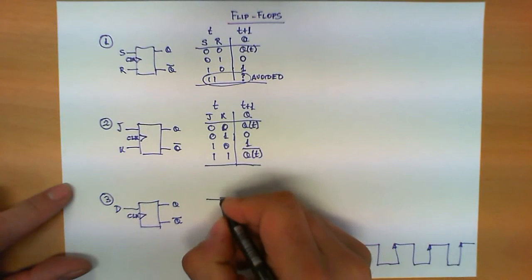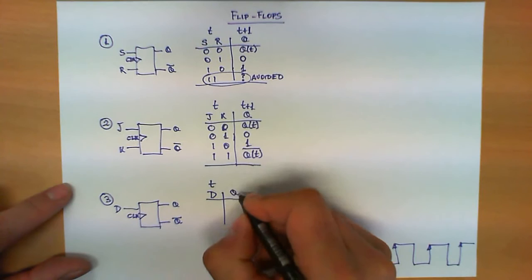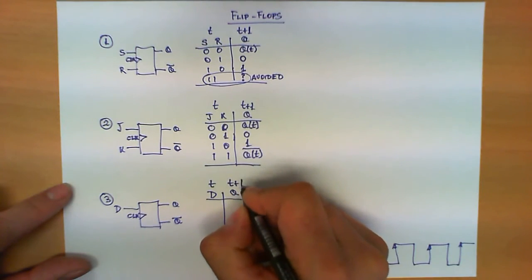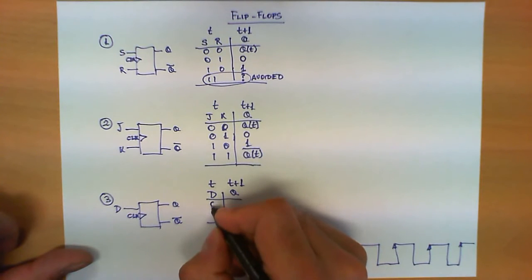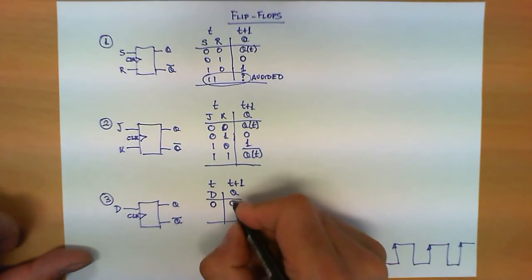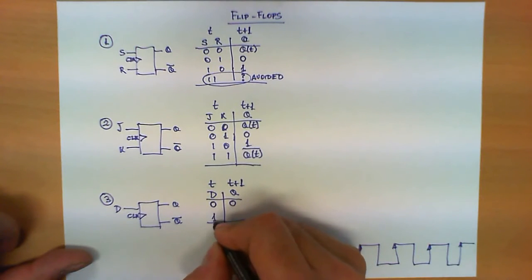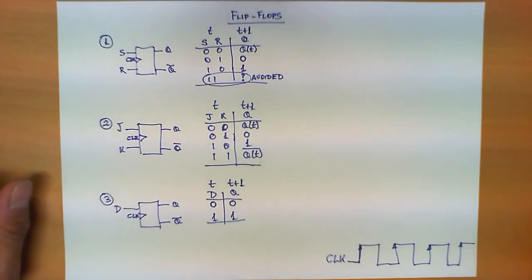We just need to know what is the value of D at time t, and then what is the value of Q at time t plus 1. And this is the simplest of all transition tables. When D is 0 and the next rising edge comes, Q will become 0, and when D is 1 and the next edge comes, Q becomes 1.